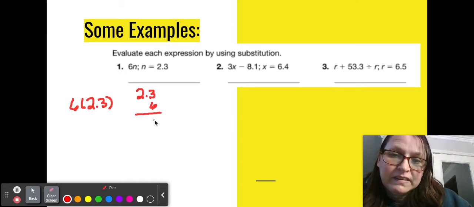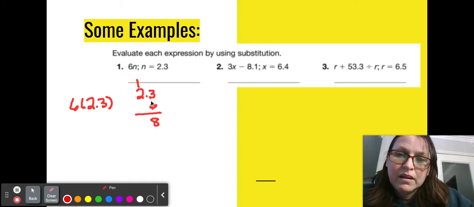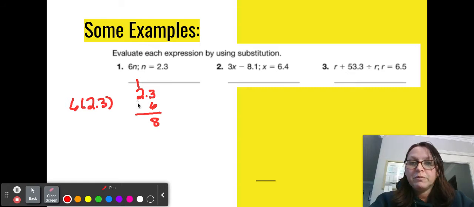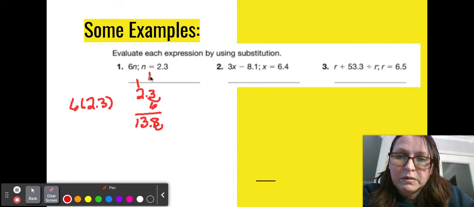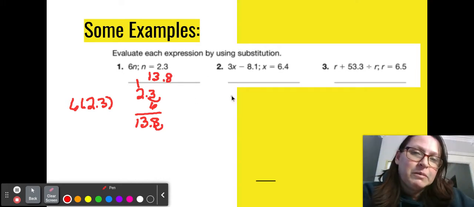3 times 6 is 18. 6 times 2 is 12, plus 1 is 13. And I'm going to bring my decimal, the one place, over into my answer. So this one is 13.8.